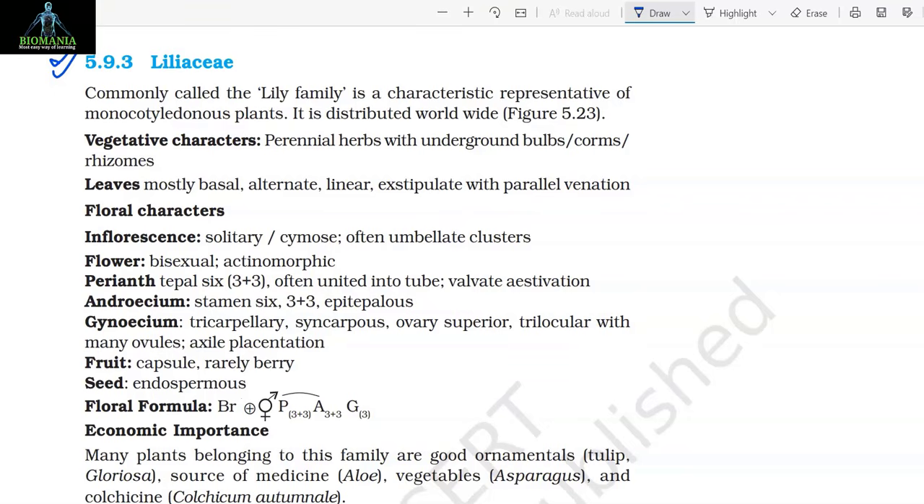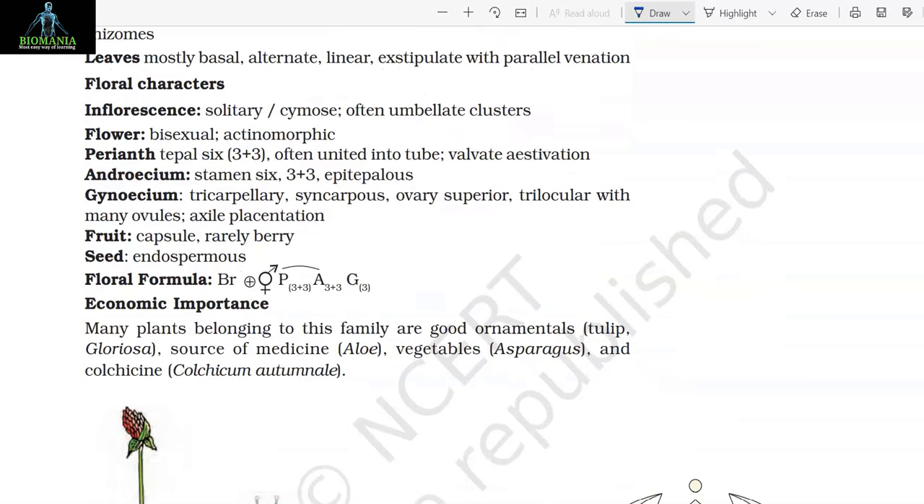Commonly called the lily family, it is a characteristic representative of monocotyledonous plants. It is distributed worldwide. Vegetative characters: perennial herbs with underground bulbs, corms, rhizomes. Leaves mostly basal, alternate, linear, exstipulate with parallel venation. Floral characters: inflorescence solitary, cymose, often umbellate clusters. Flower bisexual, actinomorphic. Perianth: tepals 6, 3+3, often united into tube, valvate aestivation.